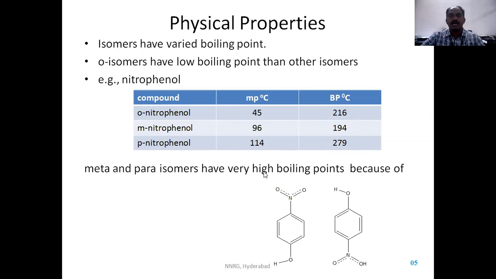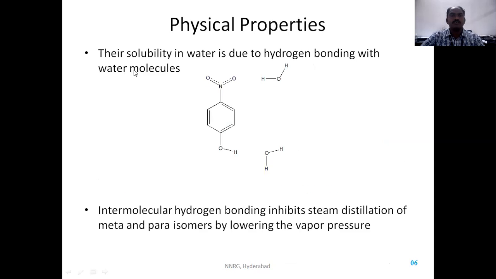You see, meta and para have very high boiling points because intermolecular hydrogen bonding takes place between two molecules. Because of that, the strength increases, so it needs high temperature to break this intermolecular hydrogen bonding. Coming to the solubility, their solubility in water is due to hydrogen bonding with the water molecules. If you see the para group, there is hydrogen bonding with water molecules, and the hydrogen bonding needs a lot of energy to break down. So the solubility increases. The more interaction with water molecules, the more the solubility. So phenol has more solubility in water.